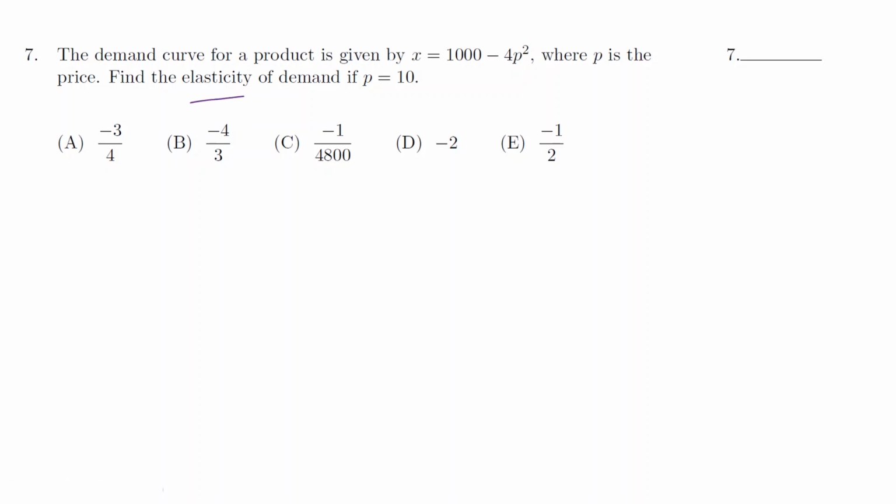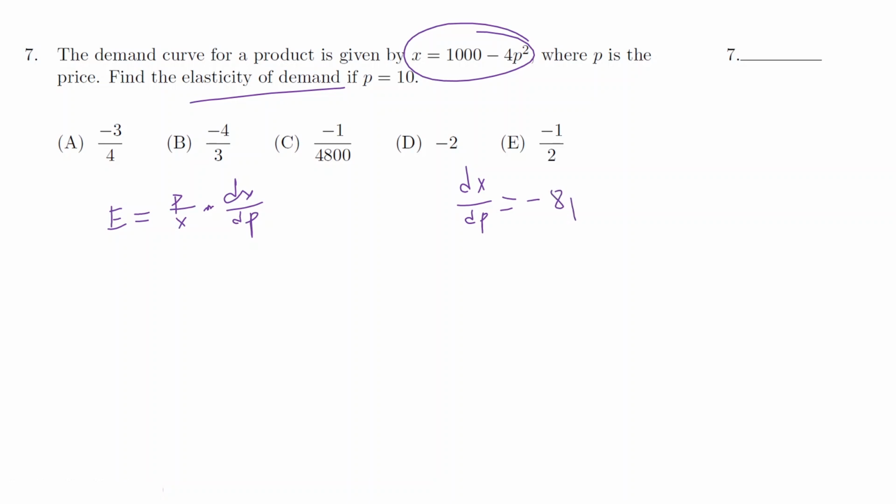Okay, elasticity of demand. Fortunately or unfortunately, you just have to know the formula. The elasticity of demand formula is E equals P over X times dx/dp. dx/dp is the derivative of this function right here. So let's do this first. dx/dp equals, taking the first derivative, negative 8p. Beautiful. So now E equals P over X times negative 8p. All I have to do is find X and find P. I'm already given P equals 10. So that's equal to 10 over X times negative 80, right?